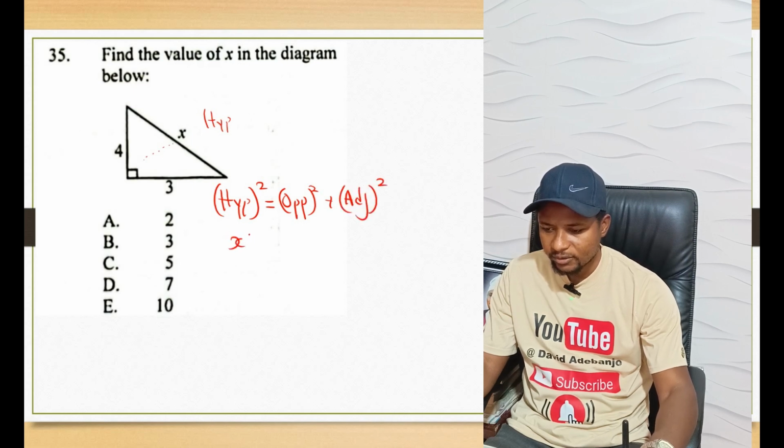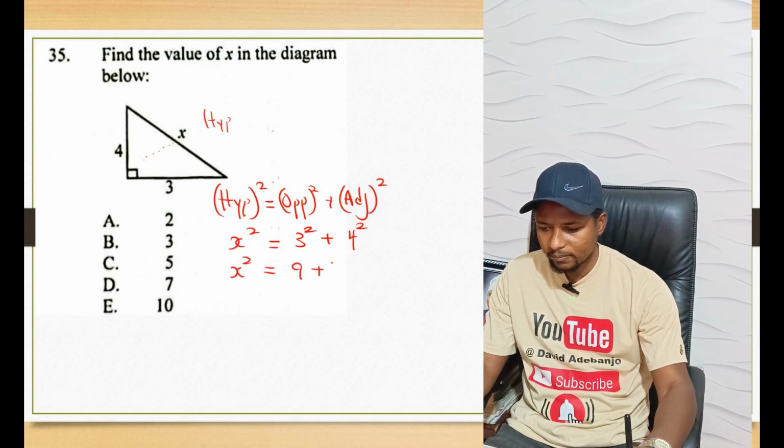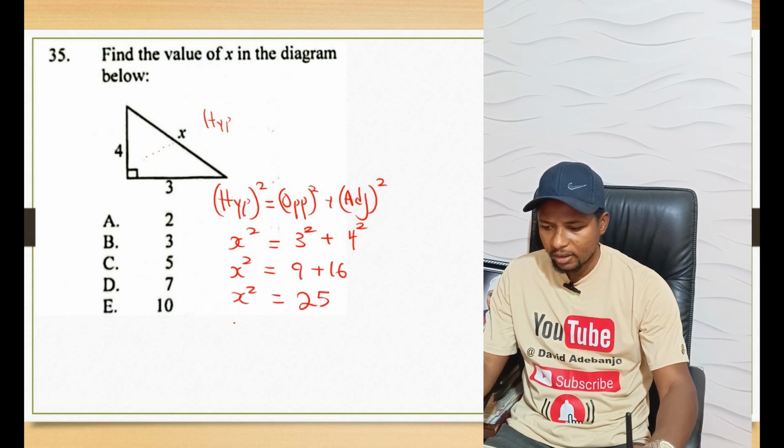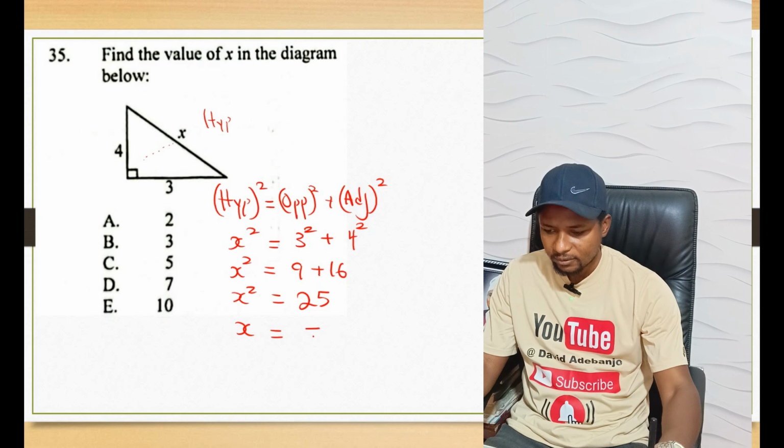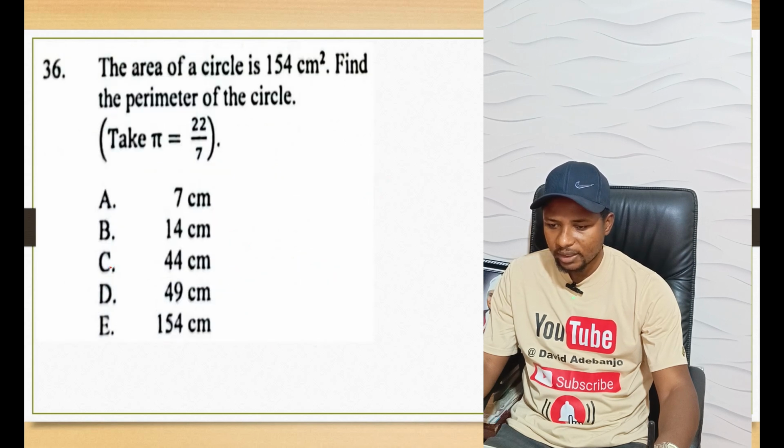So what is the hypotenuse squared? That's x. So you have x squared equal to, you can interchange this the way you want since you're adding, 3 squared plus 4 squared. So you have x squared equal to 9 plus 16. X squared equal to 25. And x will give you 5, because you take the square root of both sides, and that is how I got x equal to 5. So the answer is C.